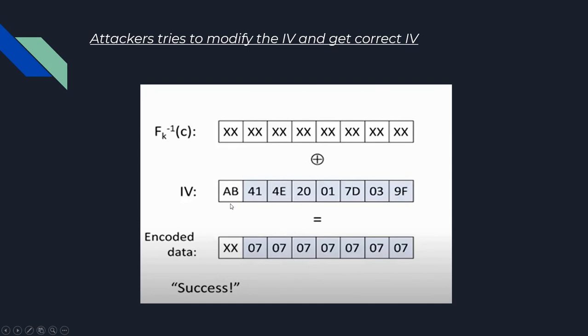Now the attacker will know that the second byte of the initialization vector is 41, and by fixing this, and by doing some mathematical manipulations, the attacker can now identify what the encoded data will be. In this way, the attacker can manipulate the first byte of the initialization vector as well and get the entire encoded data.